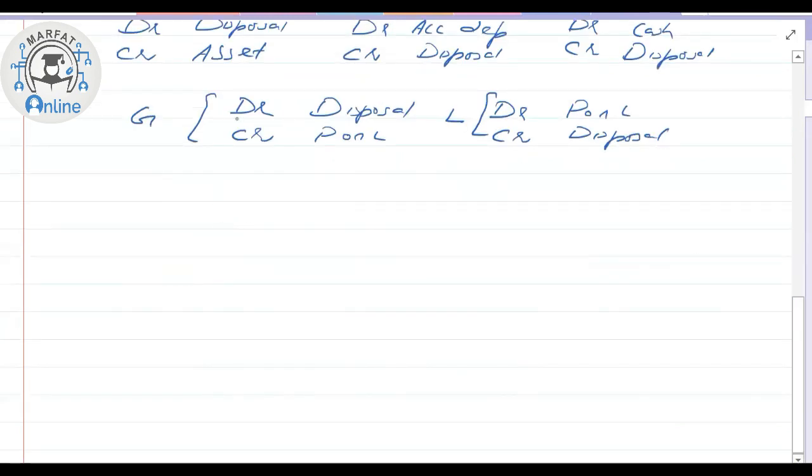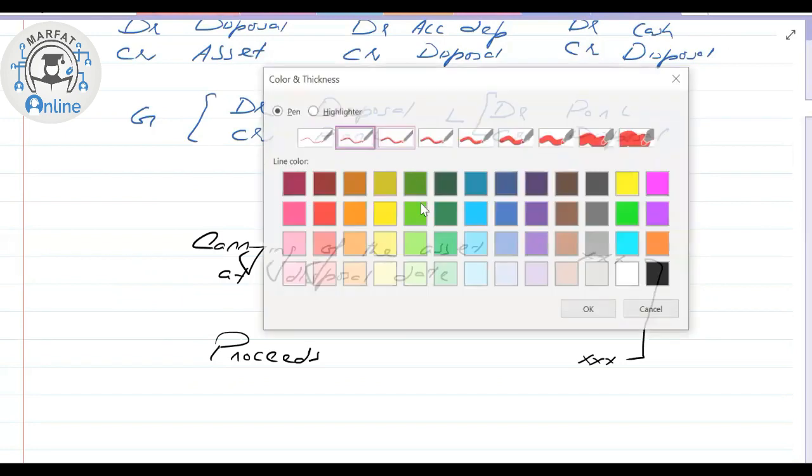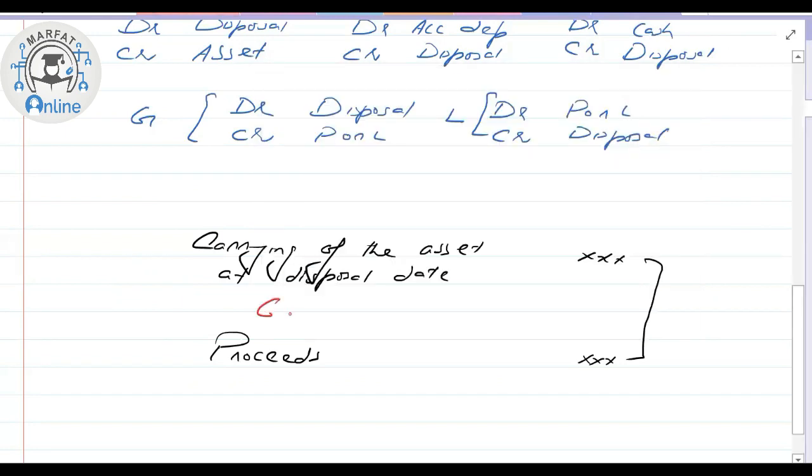So whenever the entity is doing the disposal, what they're going to do, they should calculate the carrying value of the asset at disposal date. And this is then compared with the proceeds, the amount they get on the sale of the asset. So any difference between these two is the gain or loss.